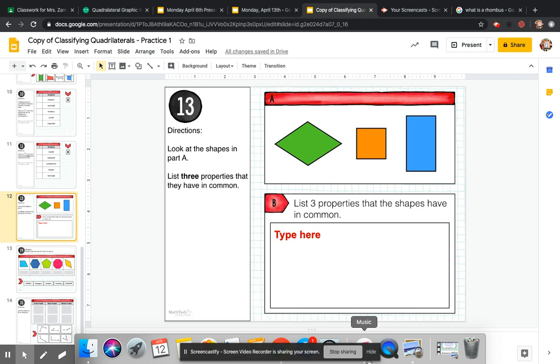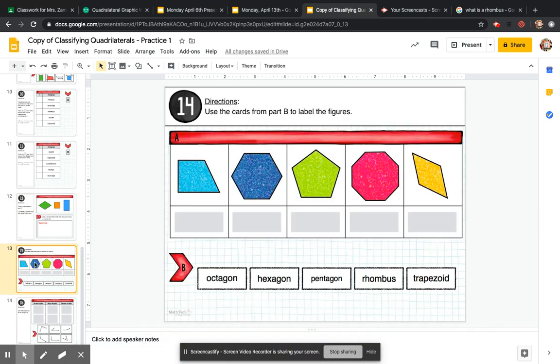I want you to think about angles. You could think about parallel lines. You could think about perpendicular lines. You could think about acute and obtuse, 90 degrees. I'm trying to think if I missed anything, parallel, perpendicular, all of those things. So think about everything you know about geometry and see what those shapes have in common.